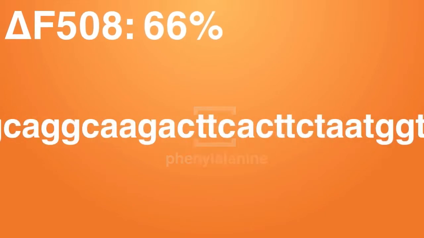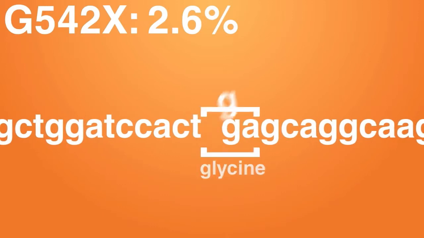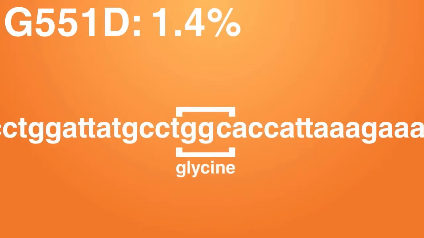Del F508 is classified as a severe mutation. It is the deletion of the 508th phenylalanine residue in the CFTR protein. G542X is a nonsense mutation that is classified as moderate. It involves the transformation of the glycine at position 542 on the protein to a stop codon. G551D is a missense mutation that is classified as severe. It is the transformation of the 551st glycine residue in the CFTR protein to an asparagine residue.